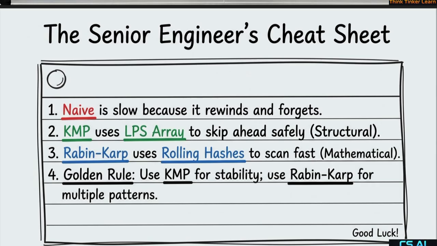To wrap things up, let's look at the senior engineer cheat sheet. Remember that the naive approach is slow because it rewinds the text pointer and forgets everything it just saw. KMP solved this with the LPS array to skip ahead safely based on the pattern structure. Rabin-Karp uses rolling hashes to turn character comparison into fast numerical comparison. The golden rule is: use KMP when you need a stable, guaranteed linear time for a single pattern. Use Rabin-Karp when you need to search for multiple patterns or are working in a field like bioinformatics.